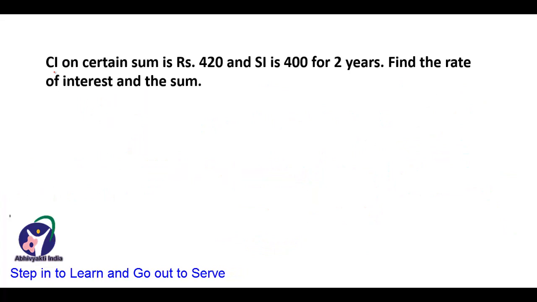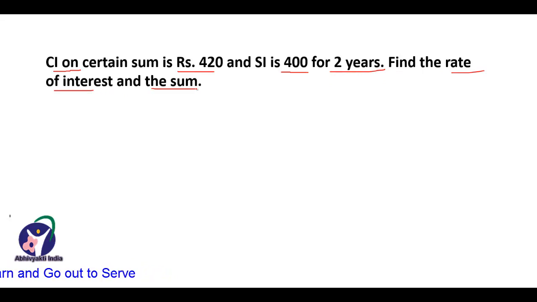Friends, here is another question: the compound interest on a certain sum is rupees 420 and the simple interest is 400 for 2 years. Find the rate of interest and the sum. Now here the compound interest is 420 rupees and the simple interest is 400 rupees. It is for 2 years.